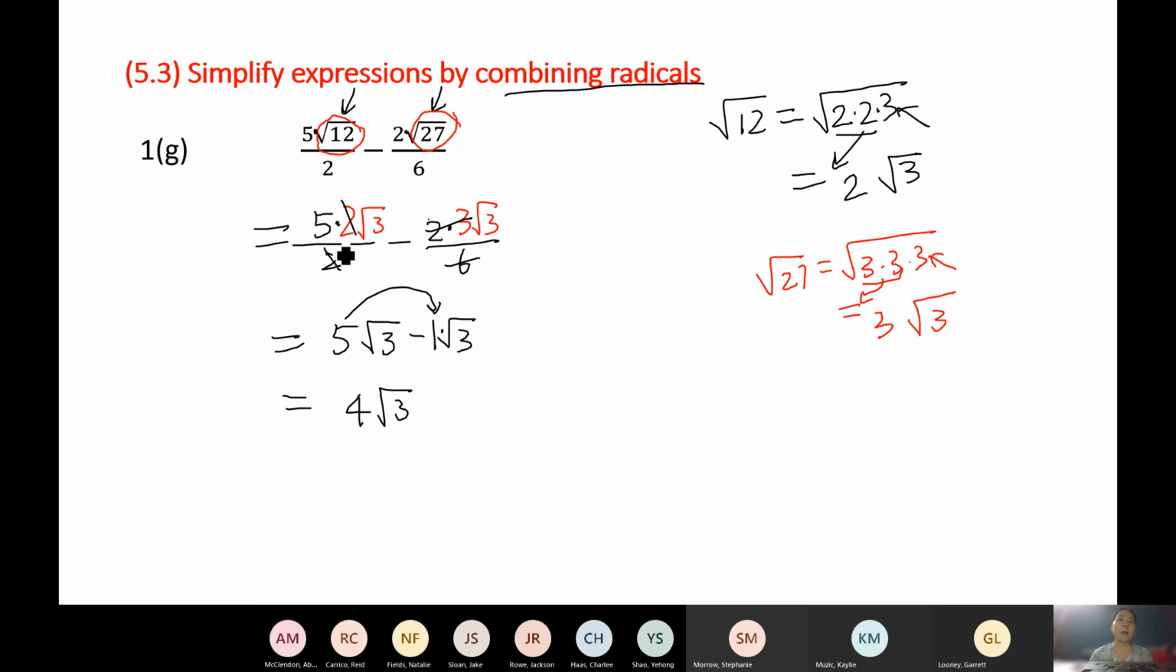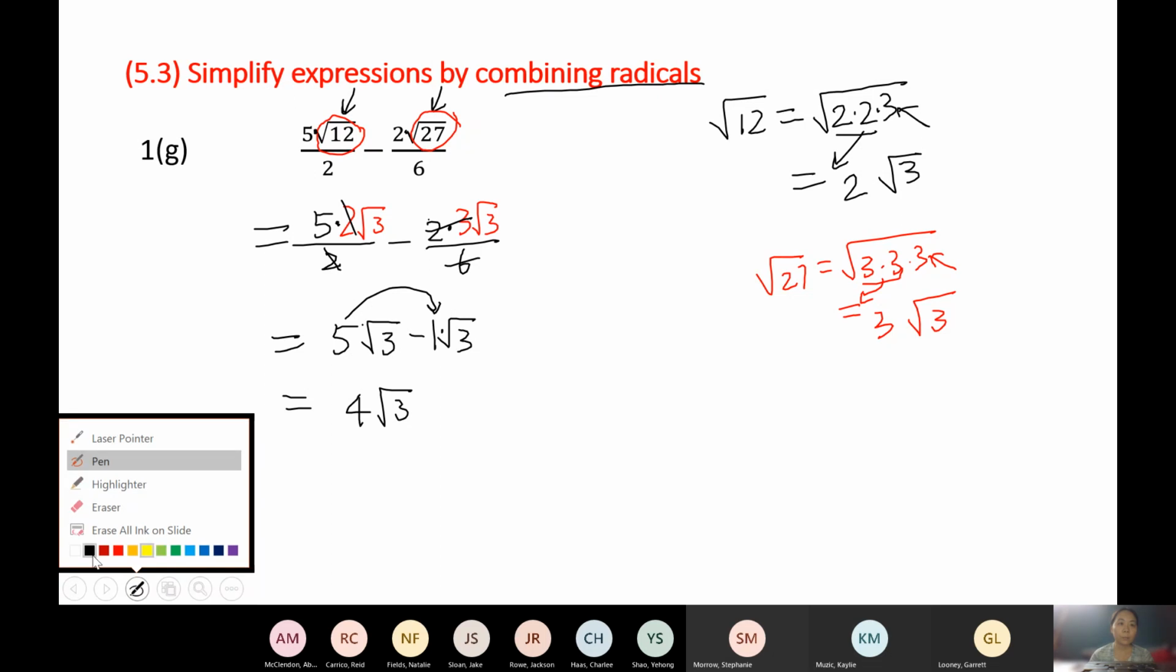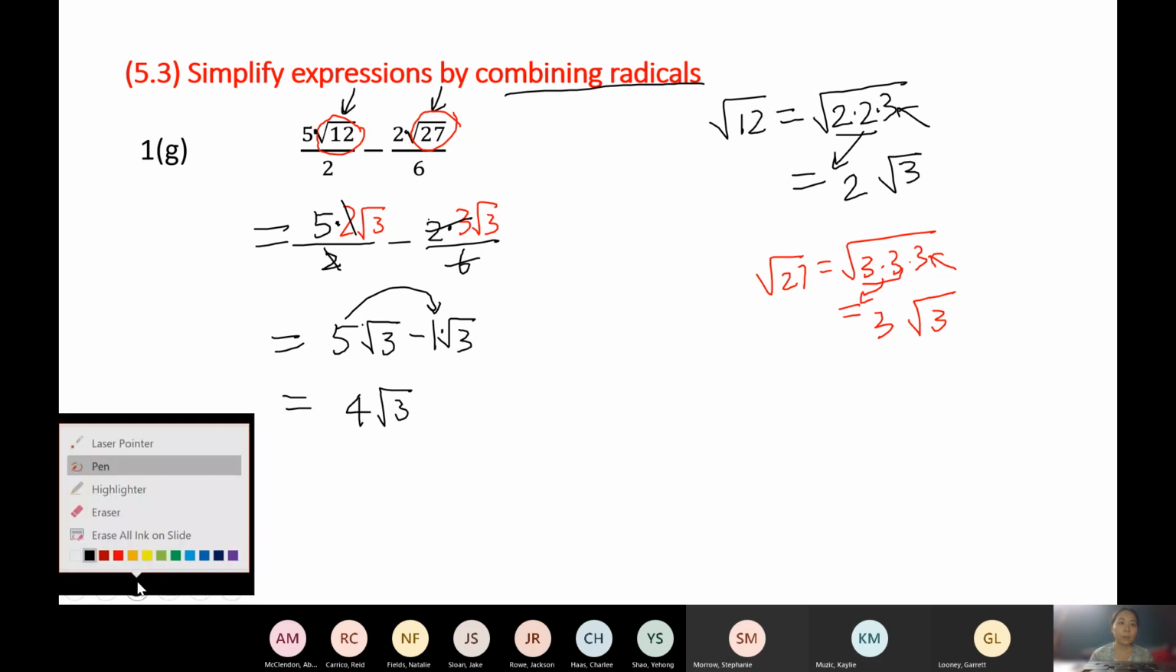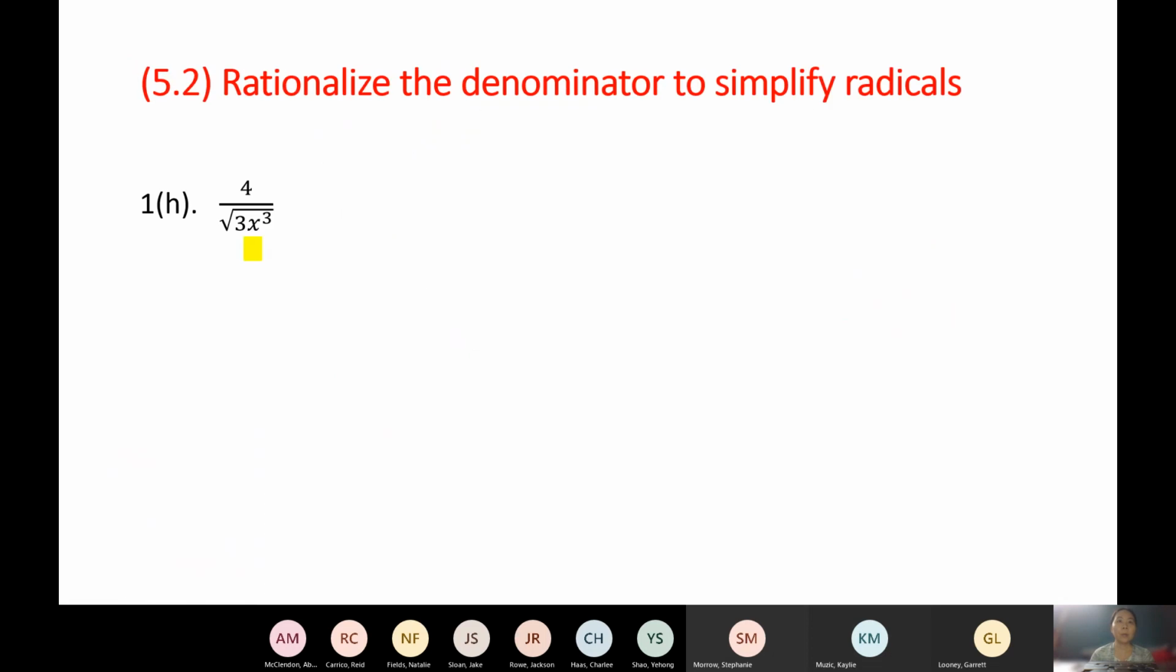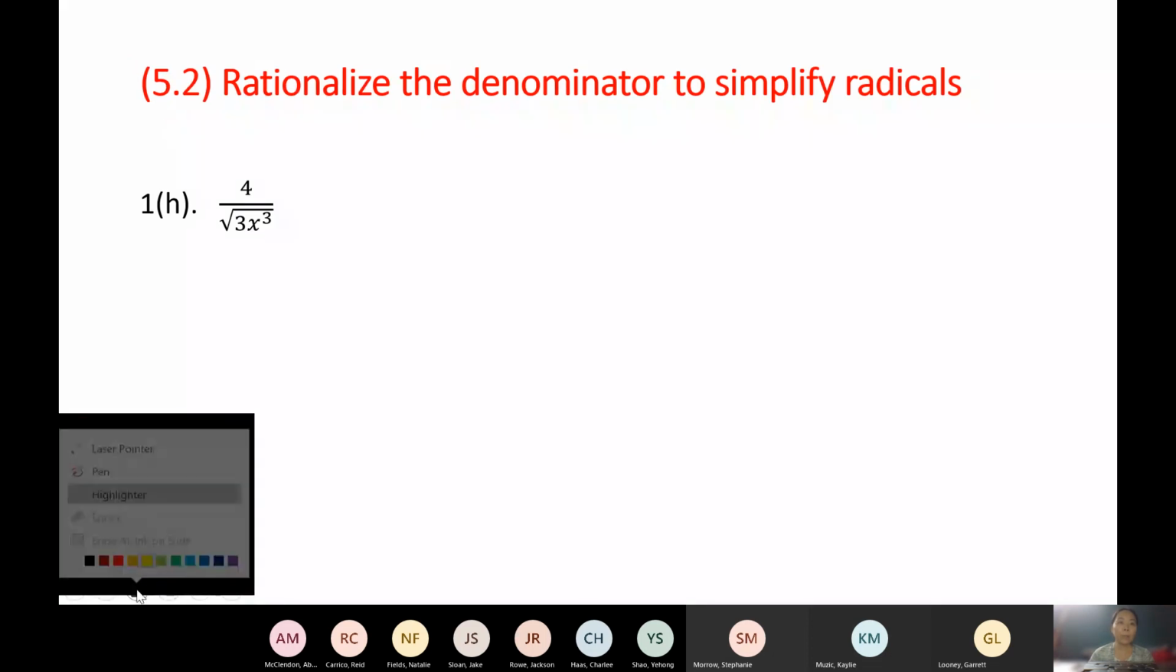Okay, if you somehow get fractions here, then you will have to subtract the fractions. For example, if you have a fraction here or a fraction there, you just have to subtract these 2 fractions and put whatever answer in front of the radical. Okay. All right. Next question will be from section 5.2.